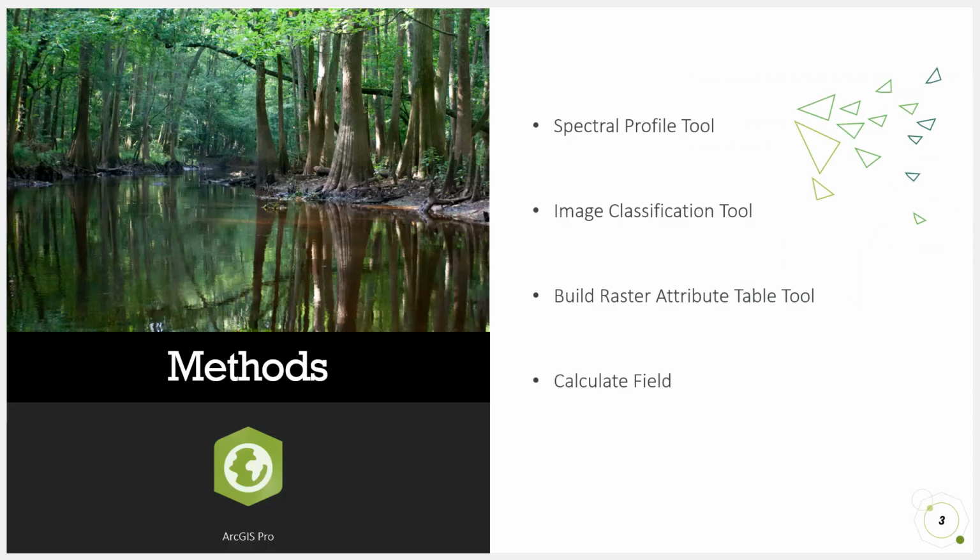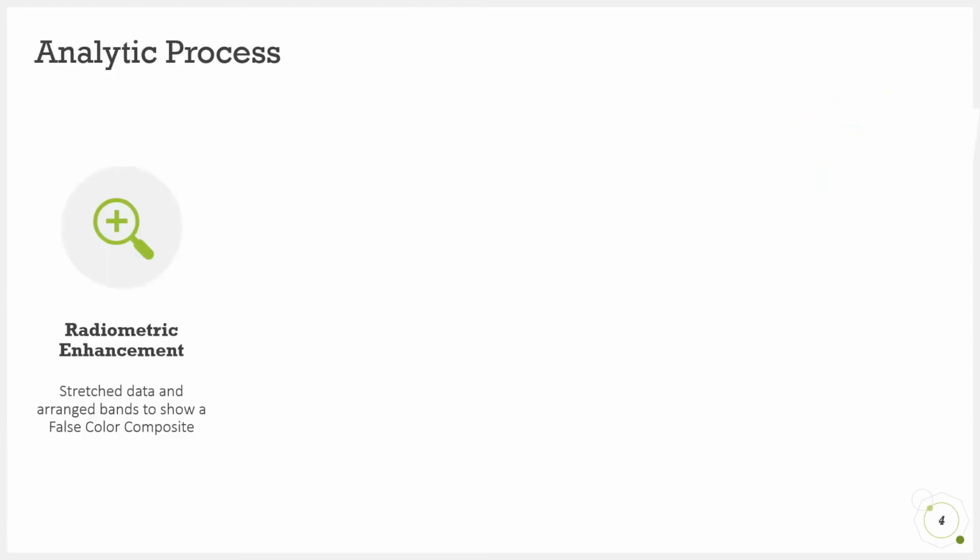The platform I used to perform my analysis was ArcGIS Pro, and the major spatial tools I used are the Spectral Profile tool, Image Classification tool, Build Raster Attribute Table tool, and Calculate Field. My analysis would be considered spatial in nature because the data and methods used were within a specific geographic space and included location, shape, size, and orientation characteristics of Congaree National Park.